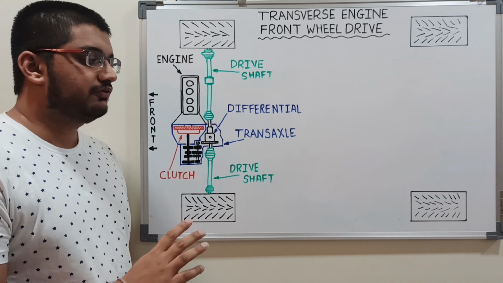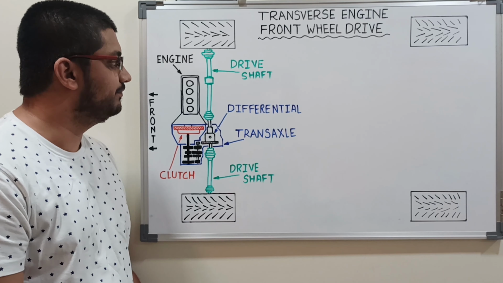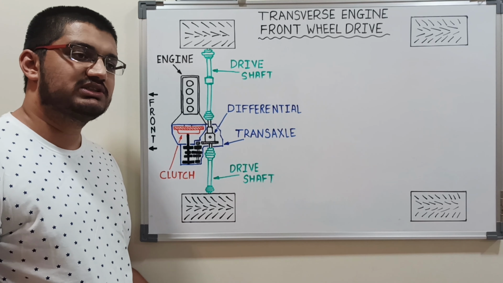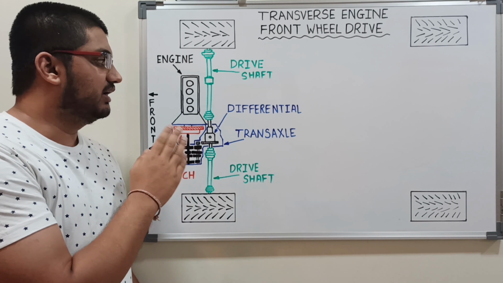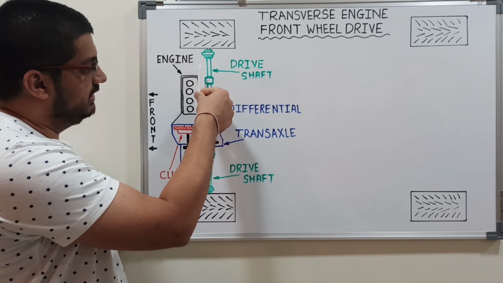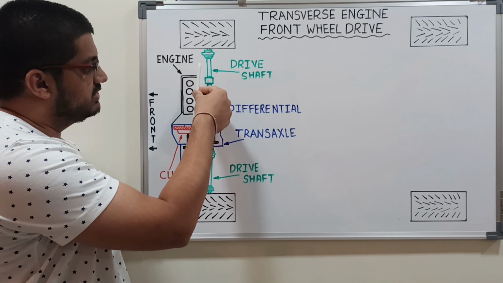So in this layout, first we'll identify all the components. This is the engine placed transversely. So what is a transverse engine and a longitudinal engine? In a transverse engine, the line joining all the cylinders, that is this line, is perpendicular to the direction of travel. This is the direction of travel. The line joining cylinders is perpendicular to it. So this is a transverse engine. And in a longitudinal engine, the line joining the cylinders is parallel to the direction of vehicle motion. So here it is a transverse engine.